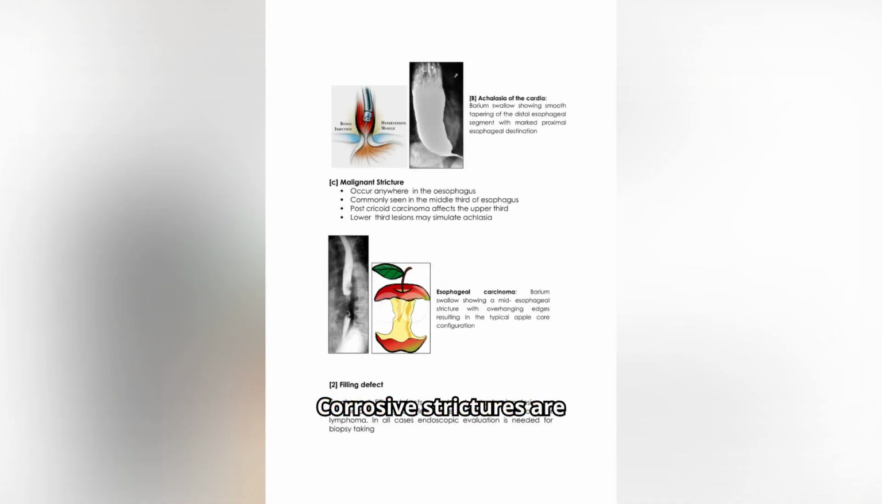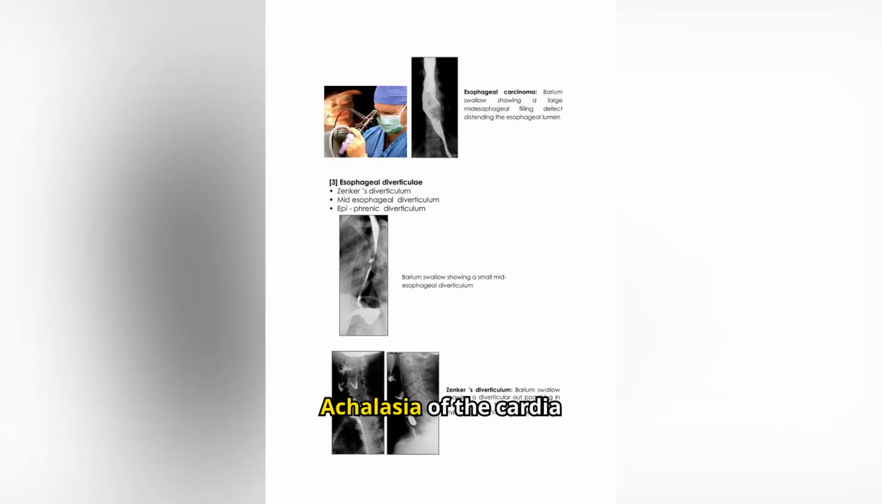Corrosive strictures are long, smooth, and often result from accidental ingestion or suicide attempts, requiring careful radiographic examination to plan effective treatment strategies. Achalasia of the cardia presents with smooth tapering of the distal esophagus, causing significant proximal esophageal distension, often requiring further investigation and intervention.